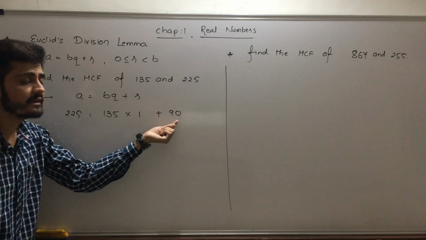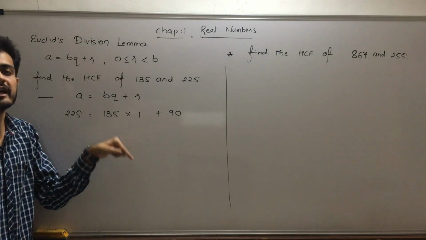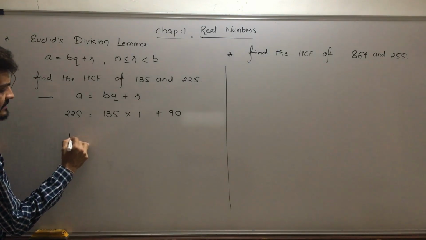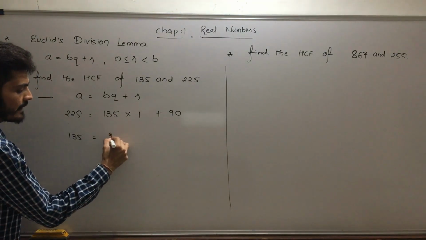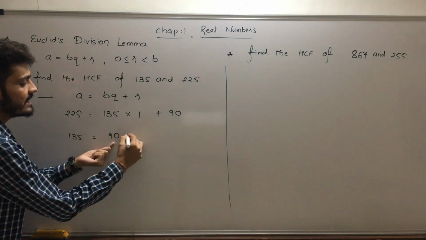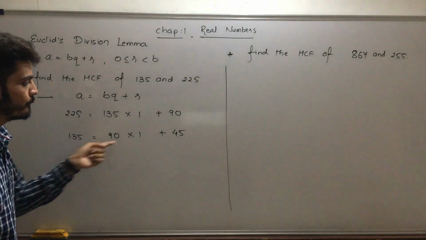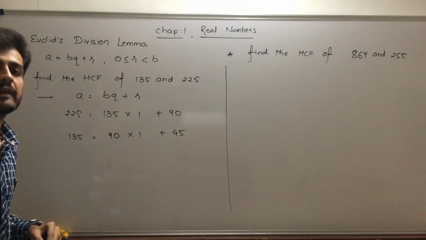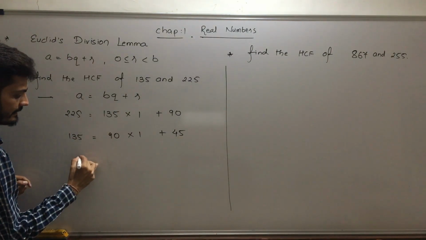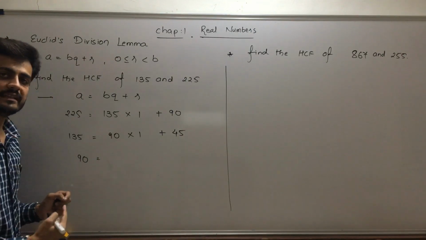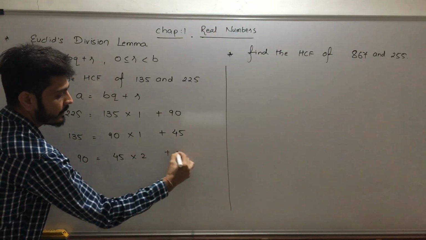Again in this step, as the remainder is not equal to 0, we have to apply Euclid's division lemma to the next step. For that, 135 is the greater number and this remainder 90 now becomes the divisor. So 90 times 1 is 90 and remainder 45. Again in this step, 45 remainder is not equal to 0, so we apply Euclid's division lemma again for these two numbers. In that, 90 is the greater number and 45 becomes the divisor. So 45 times 2 is 90 and remainder 0.